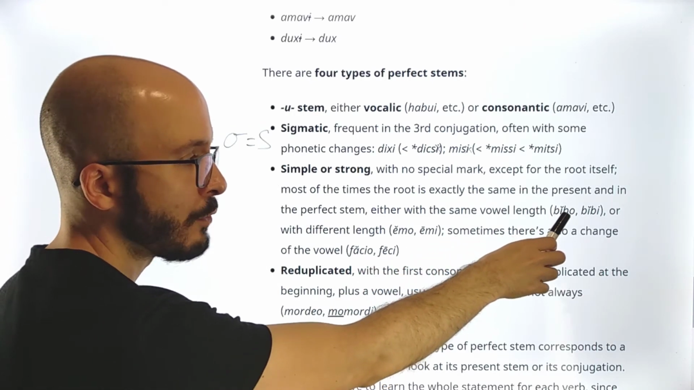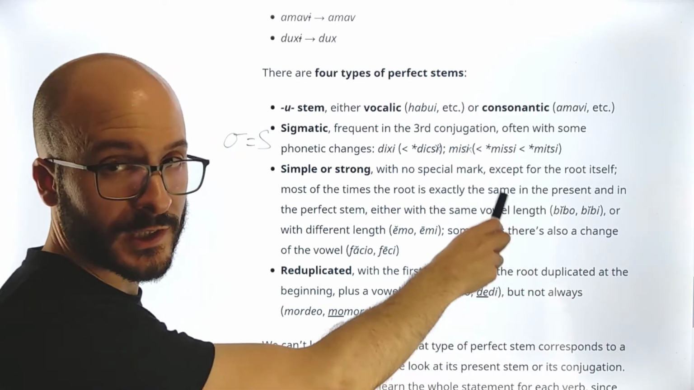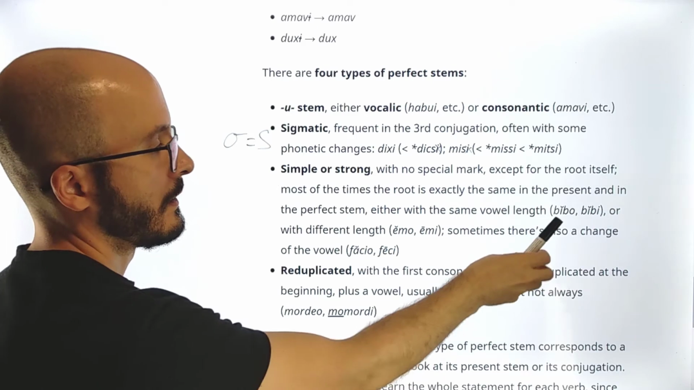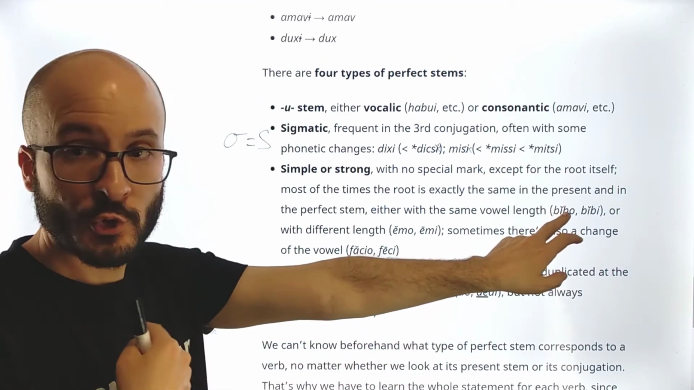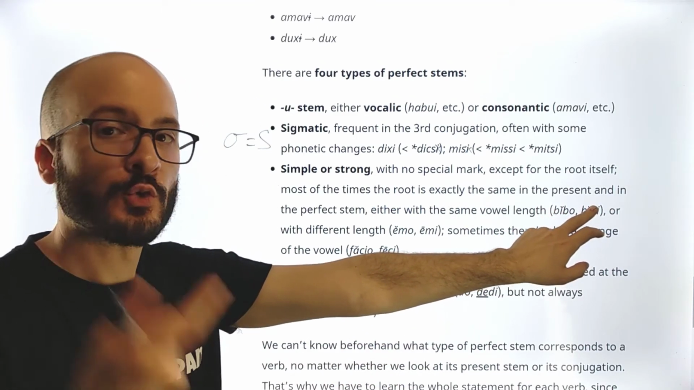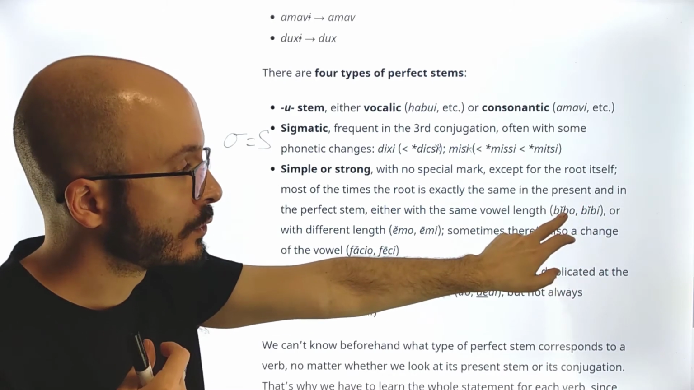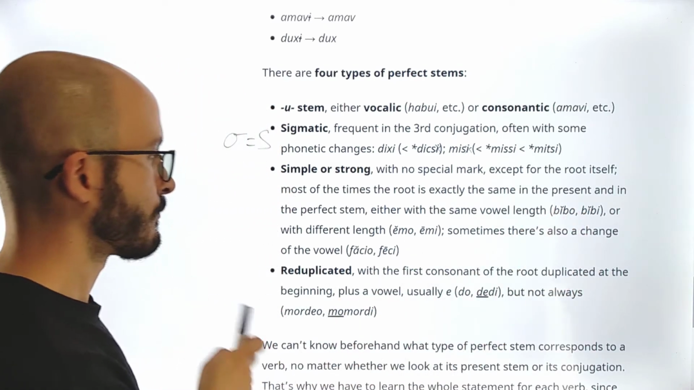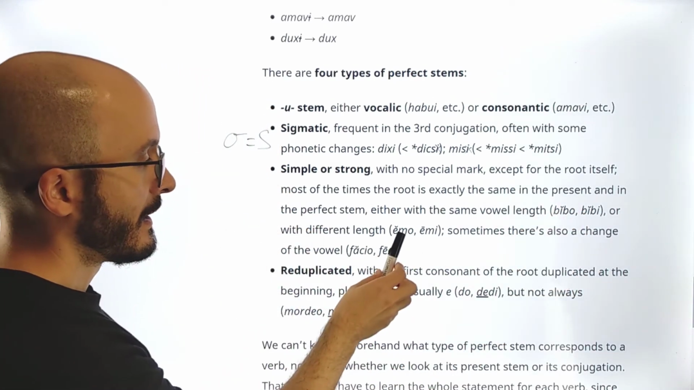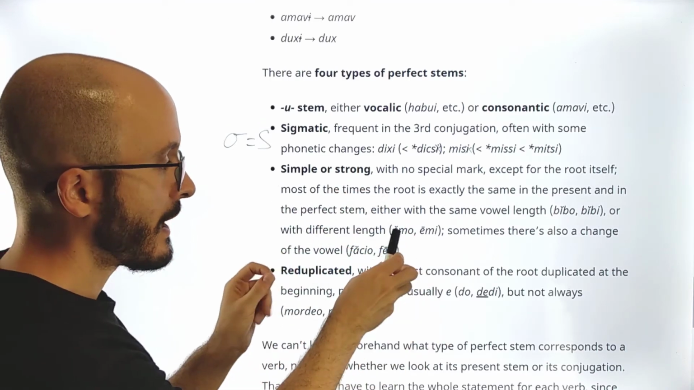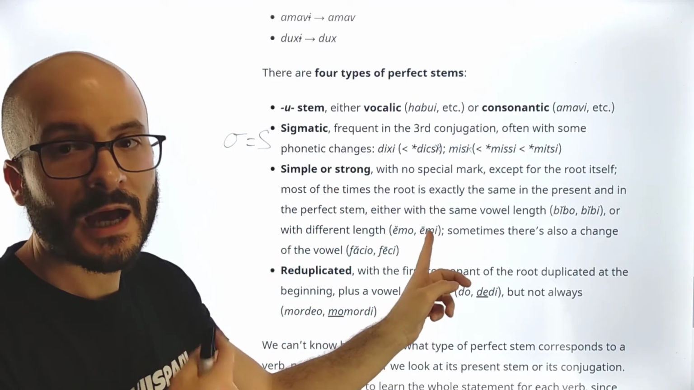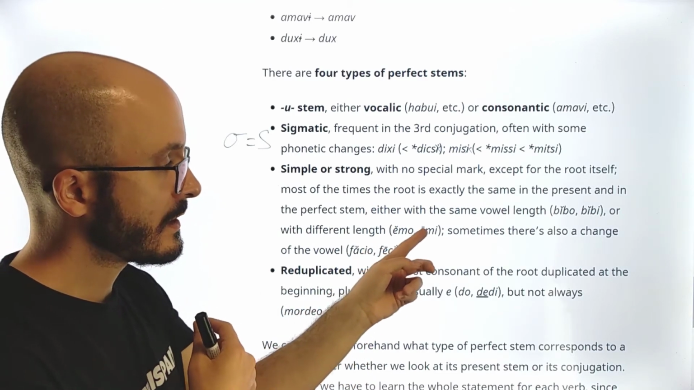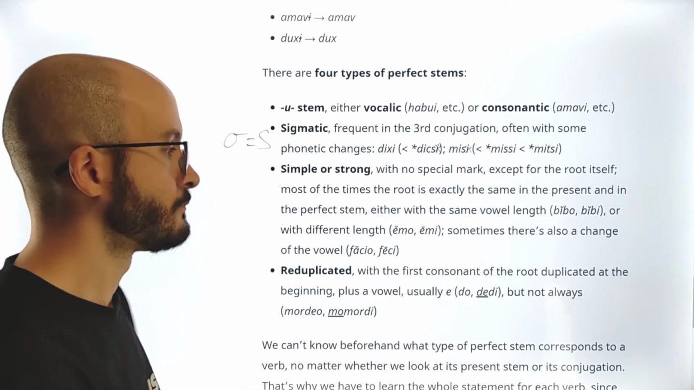So for example, bibo or bibi. Bibo is the present, bibi is the perfect. This means drink. So this would be I drink, and this would be I drank. But we see that the root is the same. Okay? And actually even the vowel is the same. But other times, the root is apparently the same: emo, I buy, emi, I bought. But here the present stem is short, and the perfect stem is long.